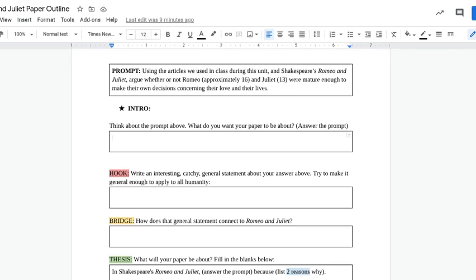That's not all that I want. I want a little bit more than that. What tells us that they weren't old enough to make their own decisions? Consider why that would be. Consider the play, consider Romeo and Juliet's actions, and then also consider the article. You don't have to write a whole paper in this little box, but think about the reasons why.